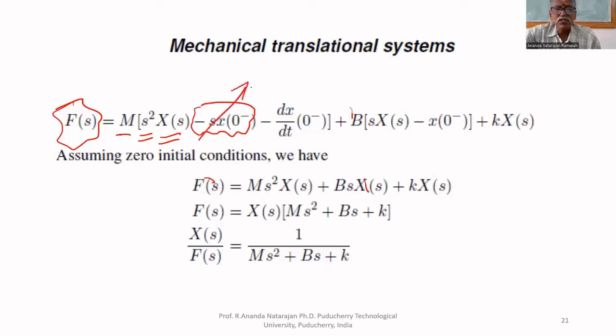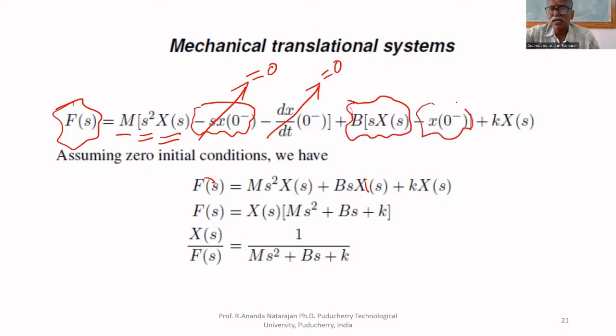So we are assuming that the initial condition is 0 for the transfer function. That's why no need to worry about this. For the second derivative, minus dx by dt of x of 0 is also equal to 0. Then for the first derivative b dx by dt, we get b s x of s. Here also the initial condition is 0. Then kx of t is written as kx of s.